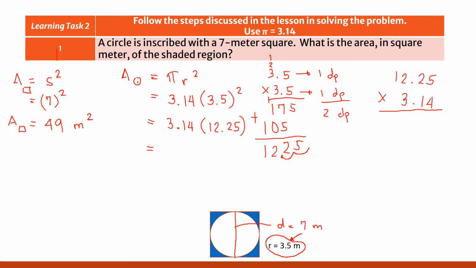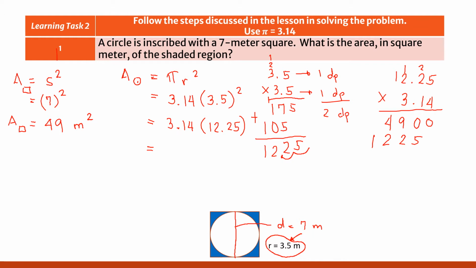Unahin natin yung 4 sa 12.25. So 4 times 5 is 20. Carry 2. 4 times 2 is 8 plus 2, we have 10. Carry 1. 4 times 2 is 8 plus 1, it is 9. And 4 times 1, the product is 4. Move one place to the left. Nandun na tayo sa 1. Times 5 is 5. 1 times 2 is 2. Another 1 times 2 is 2. 1 times 1 is 1. Again, move one place to the left.